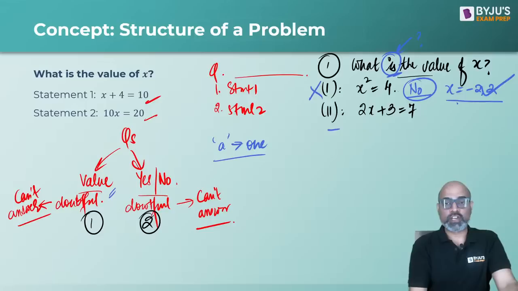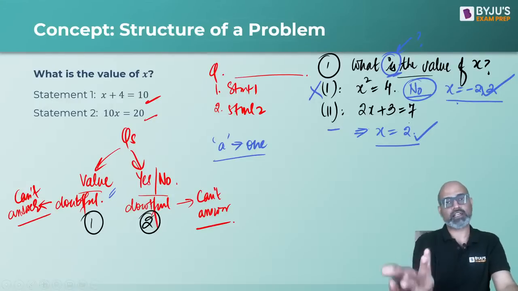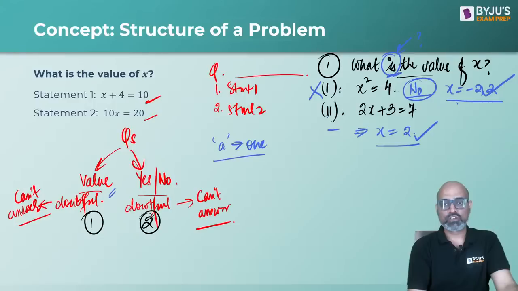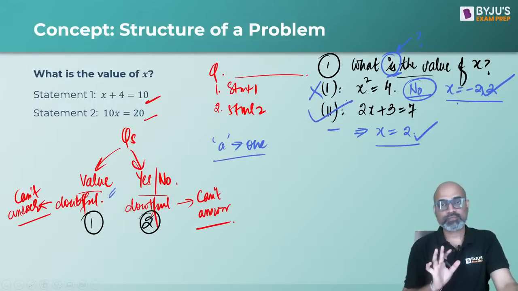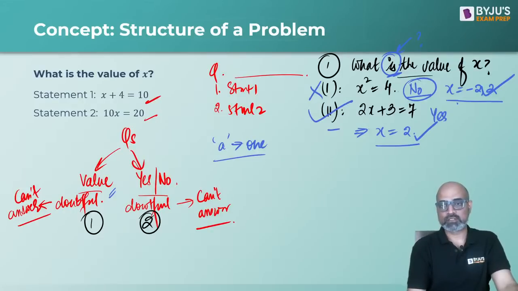Okay. So when you read the next statement and if you solve it, you will get x is equal to 7 minus 3, that is 4 by 2, which is going to give you 2. Question asked was, what is the value of x? You are answering, sir, x is 2. I'm like, good. I asked you one value. You are replying me in one value. So you can answer this using the second statement alone. So yes, we can answer this.